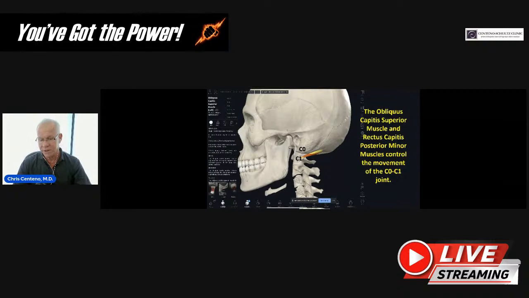Now, this is also a spot that's frequently injected when we're injecting the AO ligament or the lateral AO ligament, excuse me, as well. So this is something that we frequently inject at that transverse process.